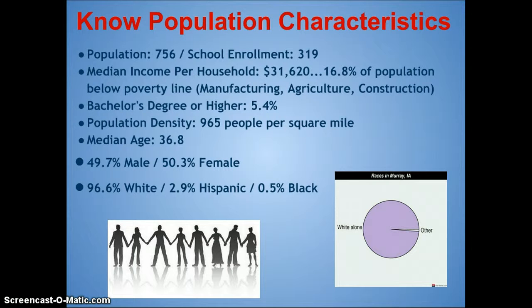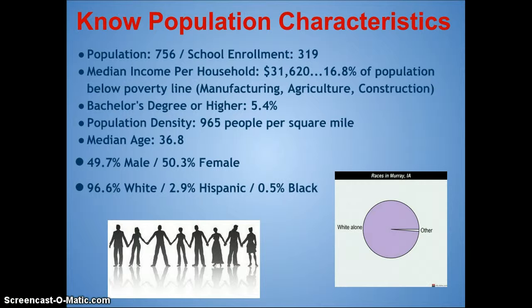Population characteristics. The population is 756. The school enrollment, 319. This is a very, very small town. The median income per household is $31,620. 16.8% of the population is below the poverty line. 5.4% of the population has a bachelor's degree or higher.